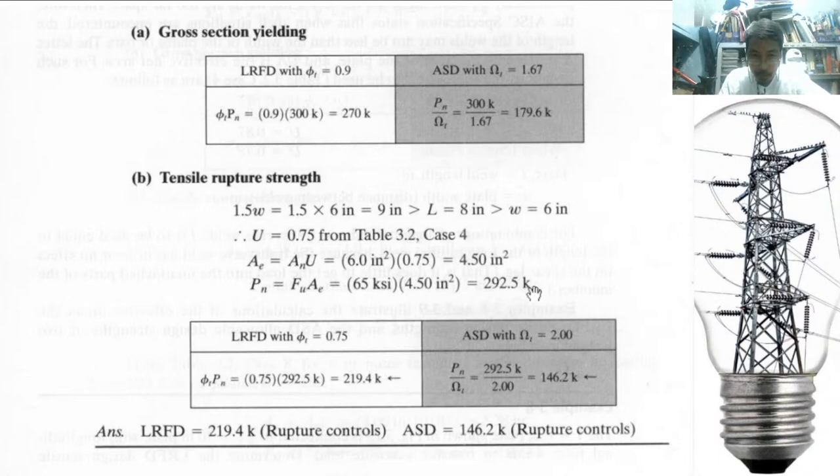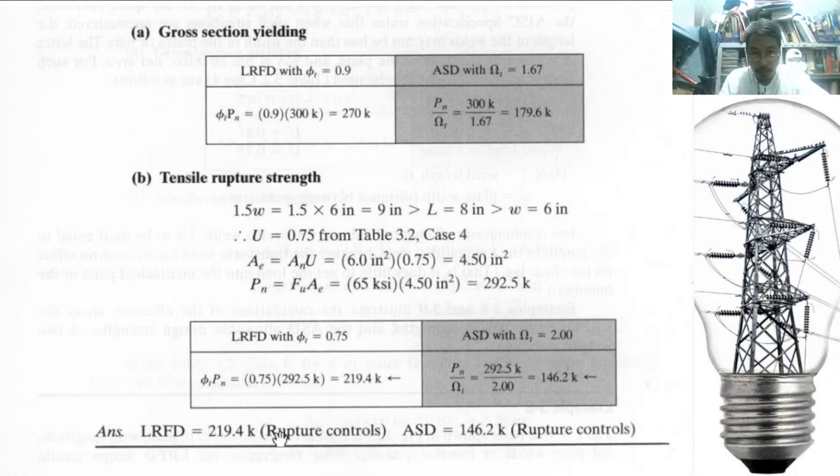292. Okay? So multiply this one by 0.75 because for yielding it is 0.9, for rupture 0.75. 0.75 times 292, so the answer is 219. And compare which one is lower, 270 or 219. So 219 is the answer, which means rupture is the controlling limit state. So rupture limit state controls.